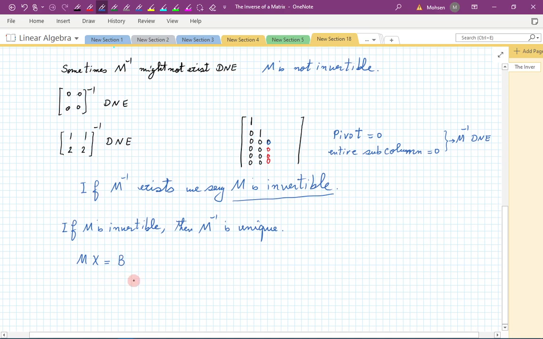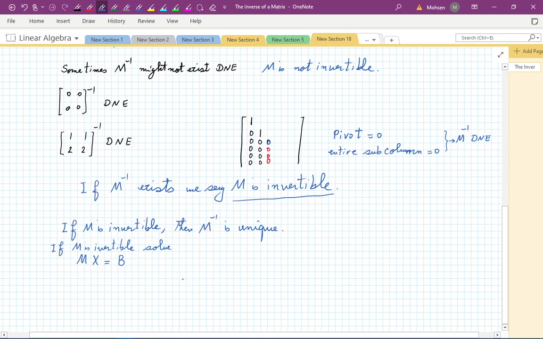So how do we solve this? From now on, anytime I write a matrix M, I'm going to assume M is invertible without mentioning it every time. If M is invertible, how do we solve an equation like this? Well, what's the trick? We're going to apply both sides with M inverse.